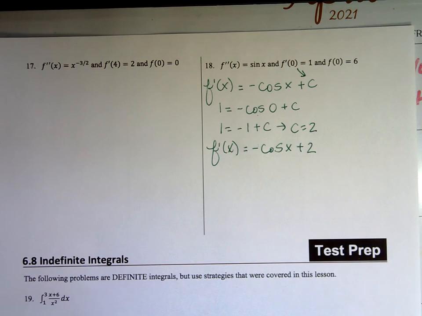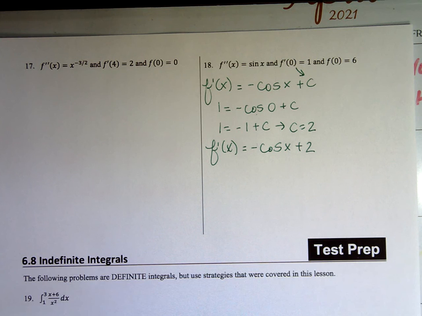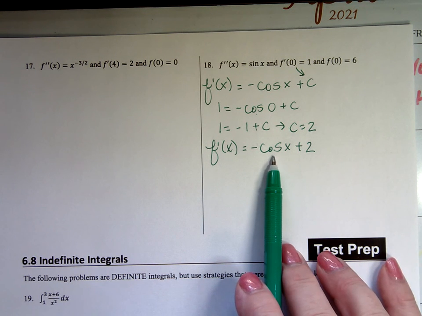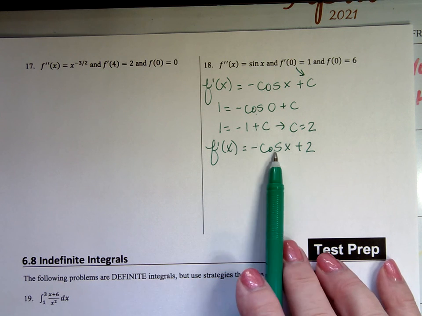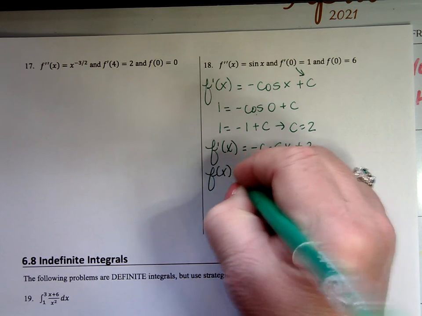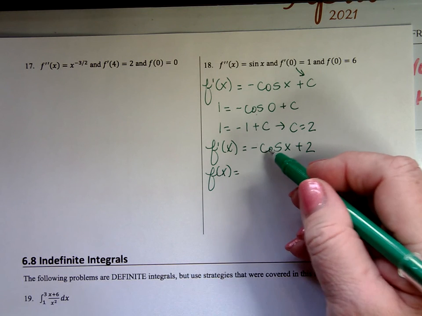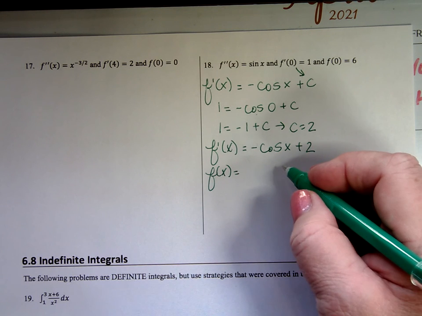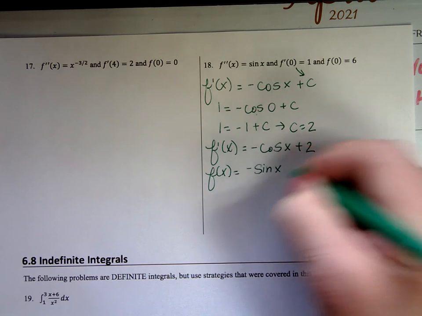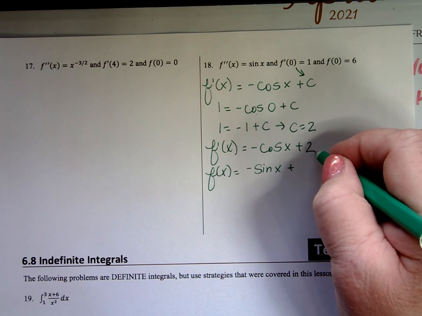But I need to go back to the original function. So now I need to do the whole process all over again. I'm going to take the integral, or capital F of x, the antiderivative, however you want to say it, of negative cosine of x. So I'm looking to get to the function, what the actual function is. So I'm taking the integral of this. Negative cosine would be negative sine. The integral of 2 is 2x plus c.